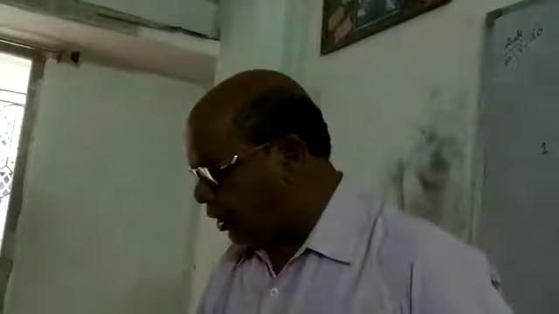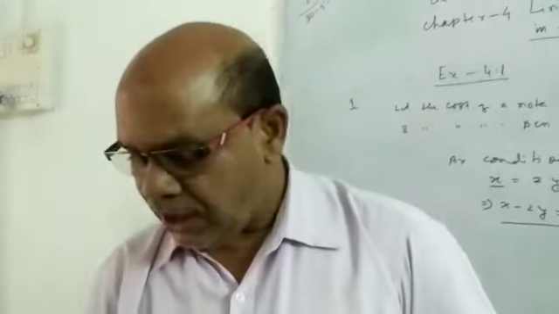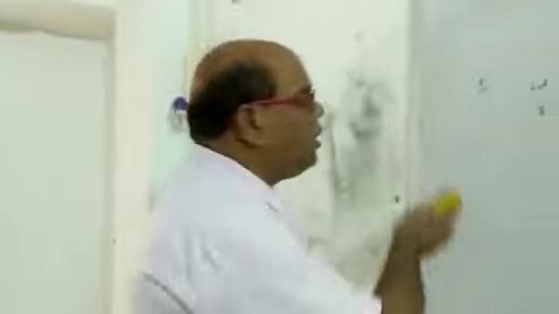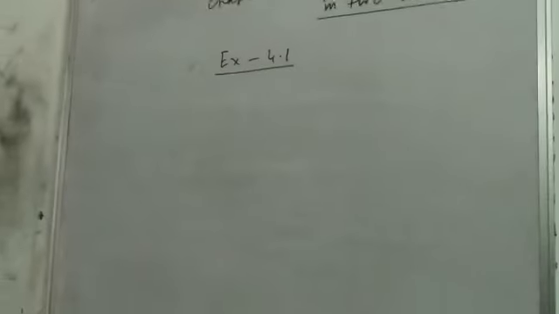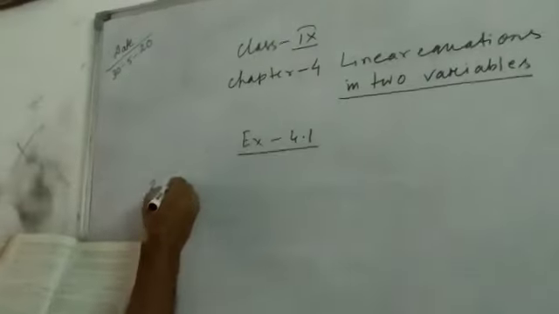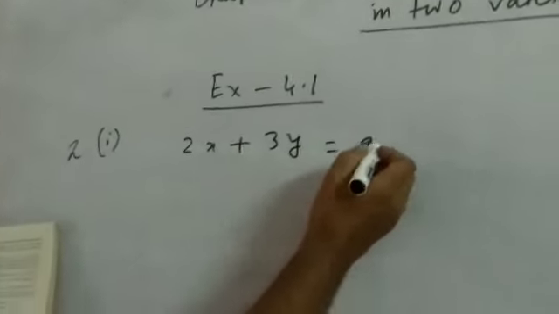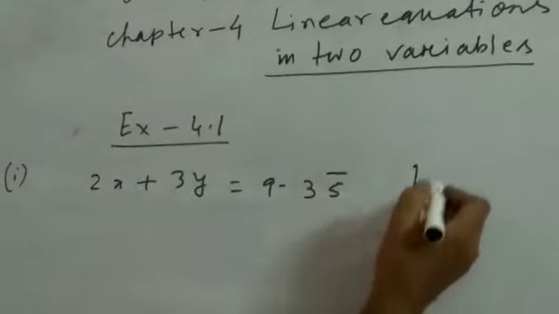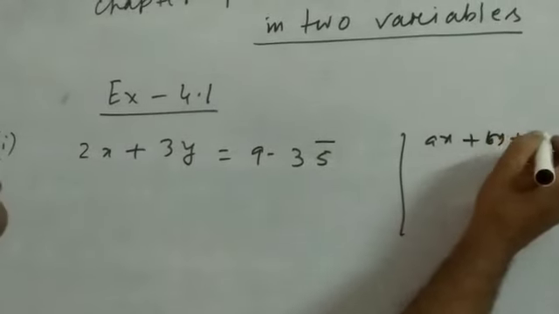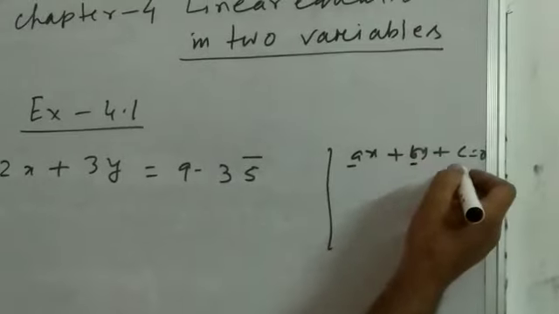Then question number 2. Here it is given: express the following linear equations in the form ax plus by plus c equal to 0 and indicate the values of a, b, c in each case. Question number 2. These are very easy. Okay. Part 1: here the equation is 2x plus 3y is equal to 9.35 bar. We have to express the equation in the form ax plus by plus c is equal to 0, and then indicate the values of a, b and c.